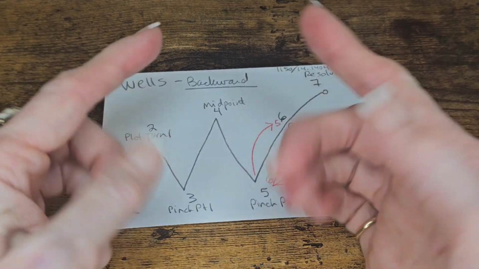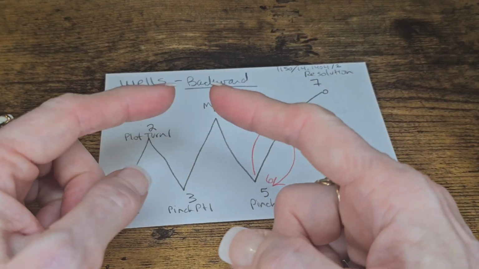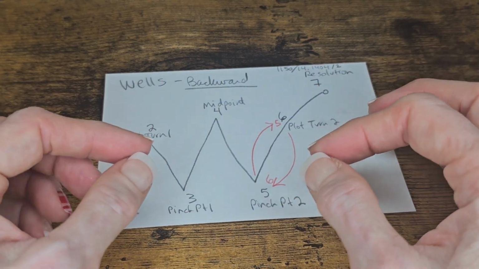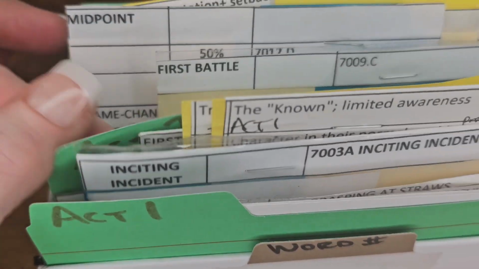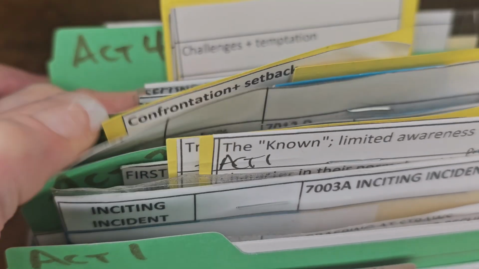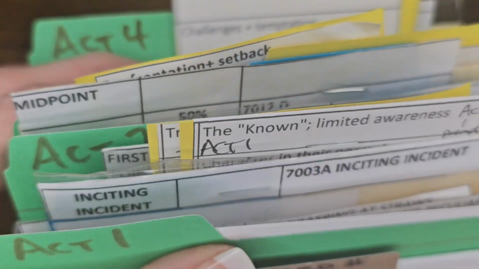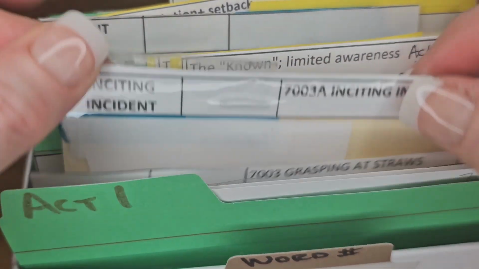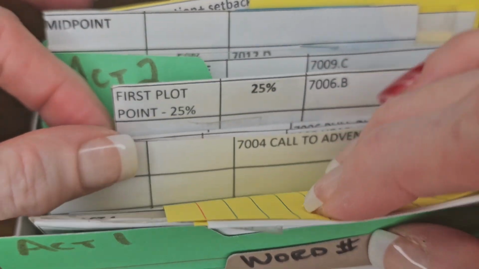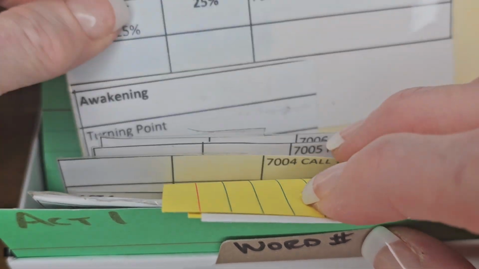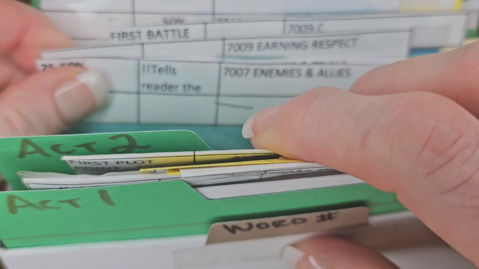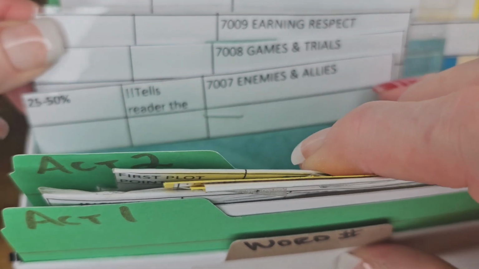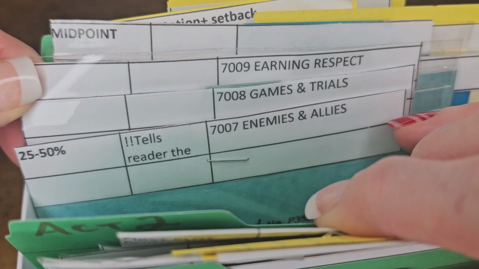What a great question, Macy. You have been paying attention. So here's the deal. If you're using, for example, my plot box, you know that my plot box goes from Act 1 through Act 4, okay? And that there is one tab divider for each of the 8 major plot points and the 24 minor occurrences that could take place between those major plot points, okay?